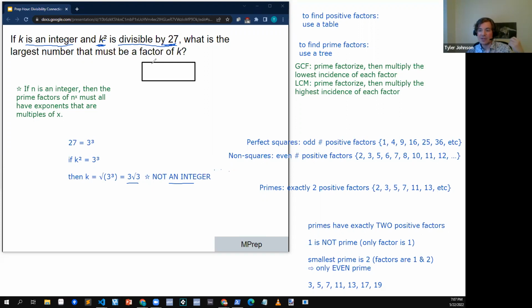What I need to do is bump up that prime factorization one so that it becomes a multiple of 2. So instead of 3 cubed, I need to bump it up to 3 to the 4th. Now a 4th is something that'll unsquare nicely and result in an integer. So if k squared is 3 to the 4th, undo the square on each side, take the root. K itself would be 3 squared, which is equal to 9. And that's our answer. 9 is the largest number that must be a factor of k.